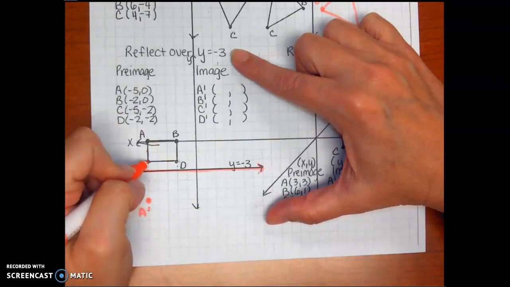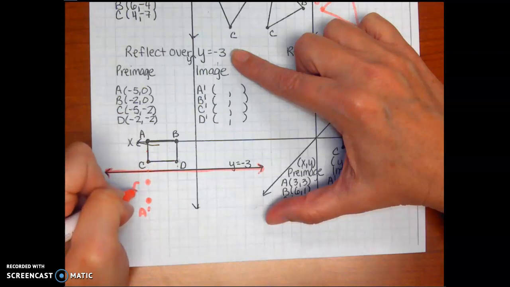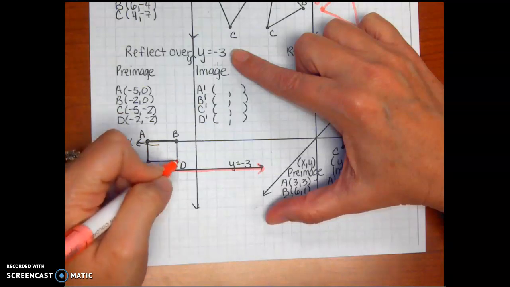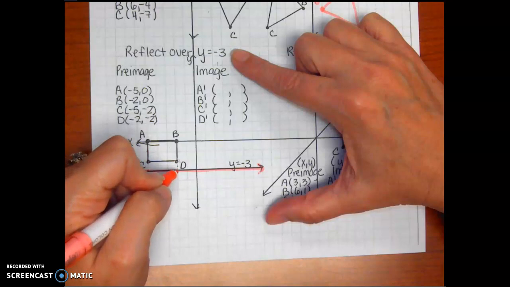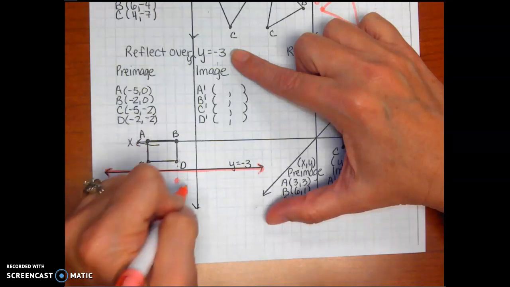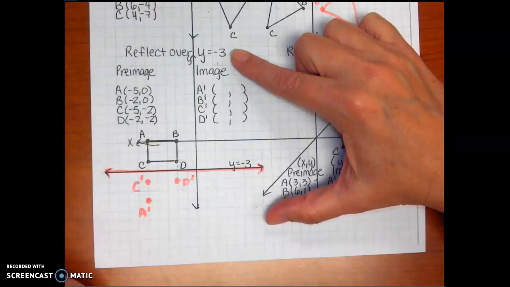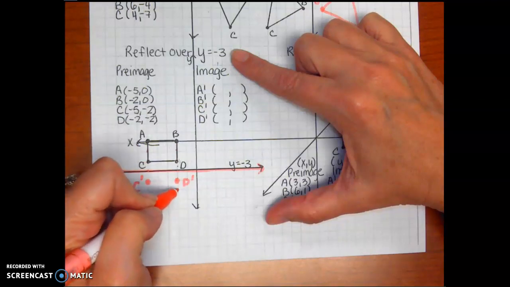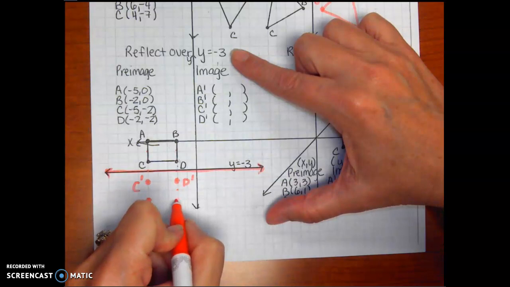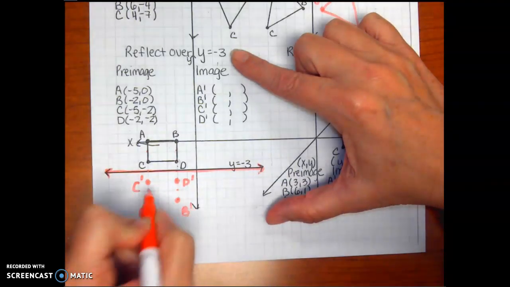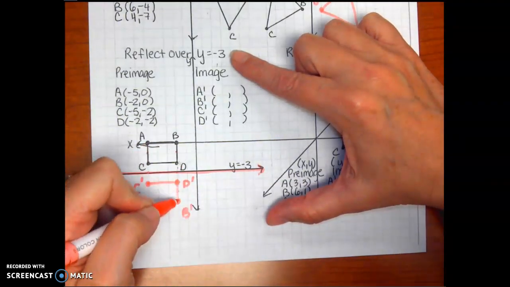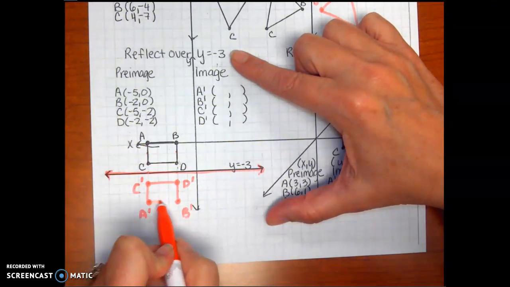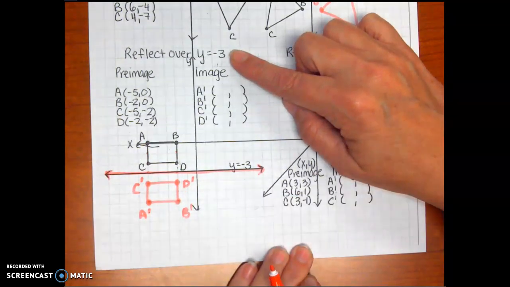Then I'm going to move to C. C is 1 unit away, so C prime should be 1 unit away. Then I'm going to move to D. D is 1 unit away from my line of reflection, so point D prime should be 1 unit away from my line of reflection. And then point B is 1, 2, 3, 1, 2, 3. And there's the location of B prime. So I'm using the perpendicular bisector exclusively to locate my image, and I can connect my points.